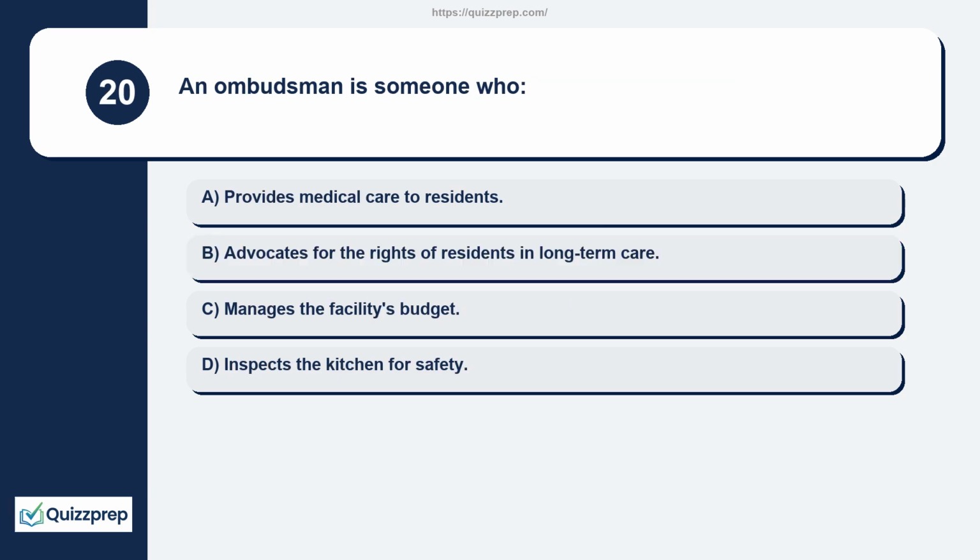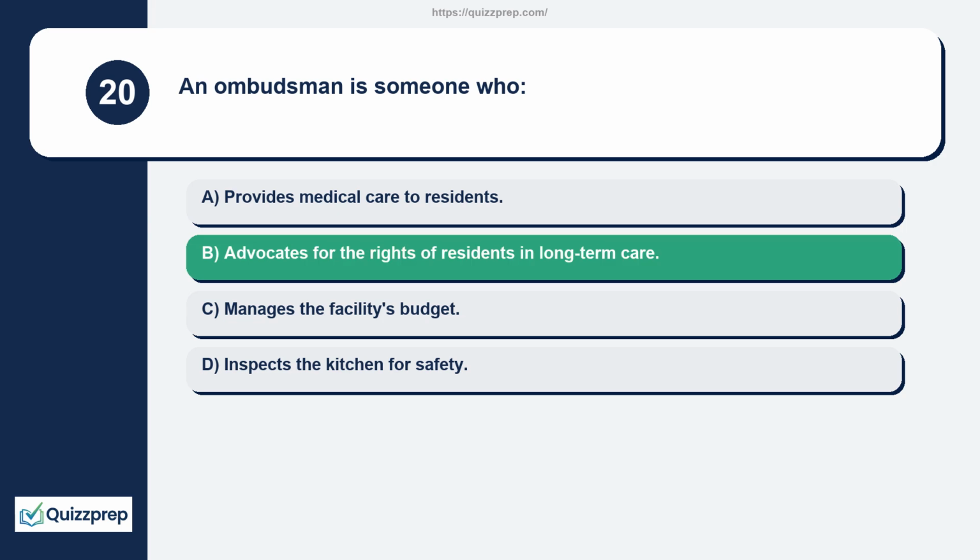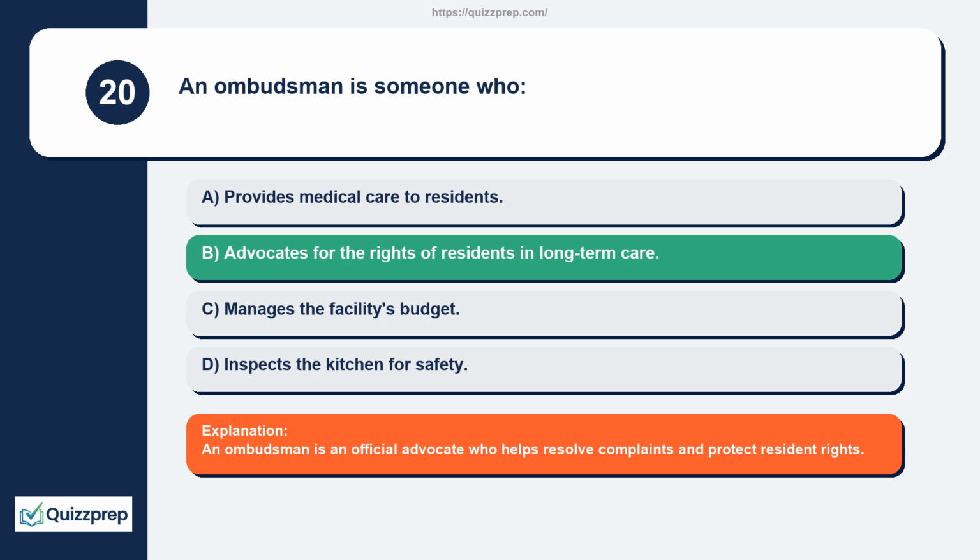Question 20. An ombudsman is someone who provides medical care to residents, advocates for the rights of residents in long-term care, manages the facility's budget, inspects the kitchen for safety. An ombudsman is an official advocate who helps resolve complaints and protect resident rights.